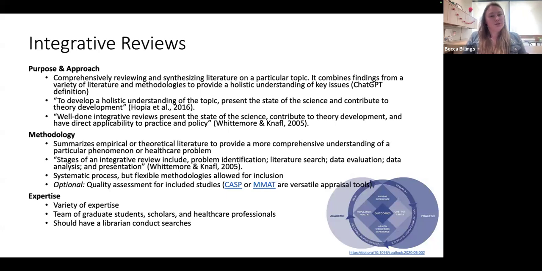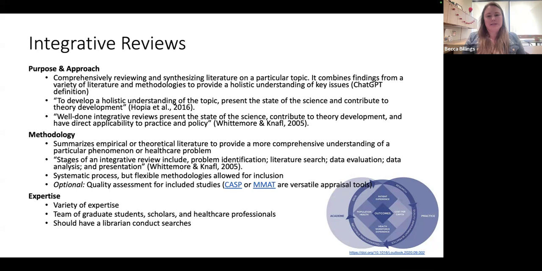So the methodology is strong with the integrative reviews. It's not going to be as comprehensive and structured as you would find with a scoping review, but you are starting with a question. You are doing a pretty comprehensive search of the literature for those primary and theoretical studies. And then you are analyzing those and synthesizing them, usually with a matrix table of some sort, some data extraction. It's not required to then do a quality assessment of the included studies with an integrative review.